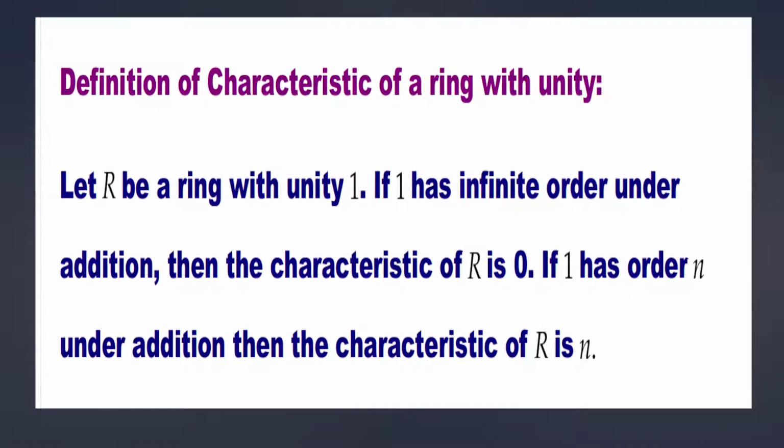And the characteristic of a ring with unity, let us define that also. Let R be a ring with unity 1. If 1 has infinite order under addition, then the characteristic of R is 0. If 1 has order n under addition, then the characteristic of R is n. Now, let us see the definition of characteristic 0.